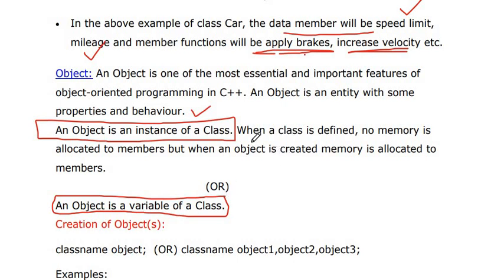Now let us see the next statement. When a class is defined, no memory is allocated to the members, but when the object is created, the memory is allocated to the members. Here members means data members.